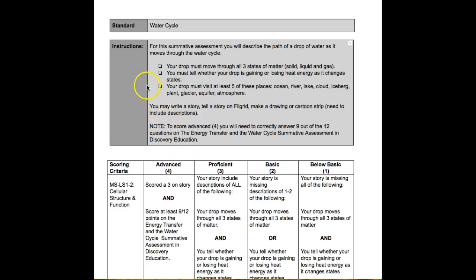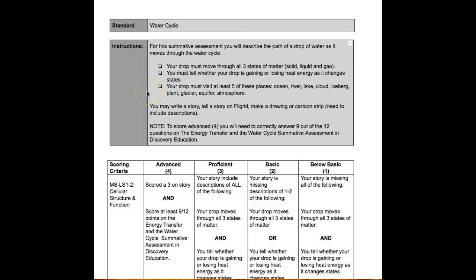So let's look up here at our rubric in our instructions. It says, for this summative assessment, you're going to describe the path of water as it moves through the water cycle. Okay, you're going to tell me a story about a drop of water. So in order to demonstrate proficiency, your drop in your story must move through all 3 states of matter at some point. At some point it needs to be a solid, another point it needs to be a liquid, and at some point it needs to be a gas. Okay. You must tell whether your drop is gaining or losing heat energy as it's moving between those 3 states of matter. And your drop must visit at least 5.